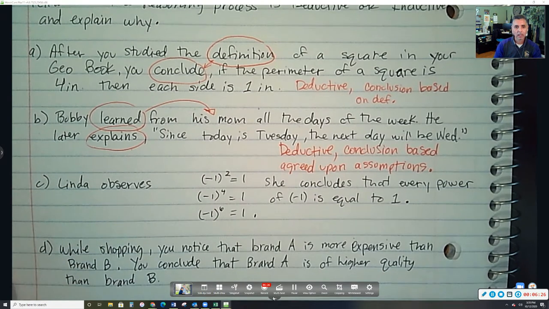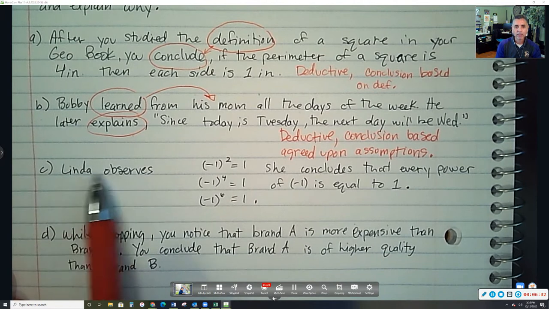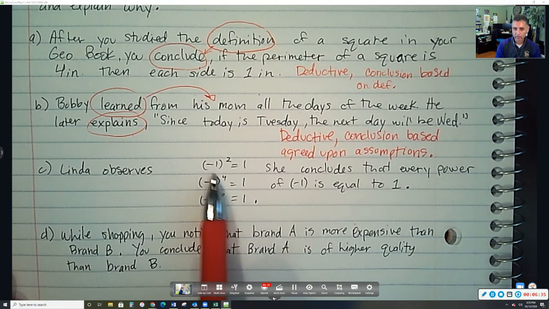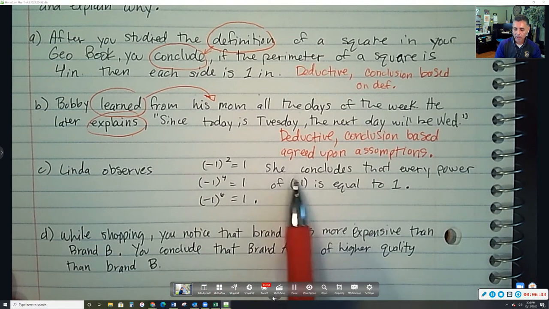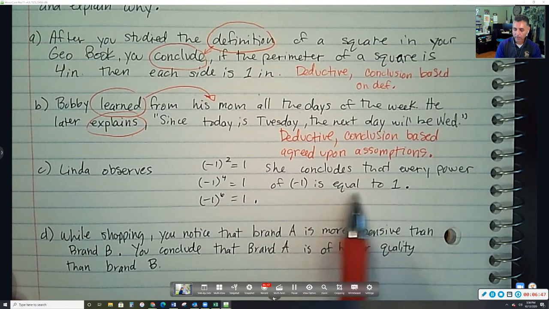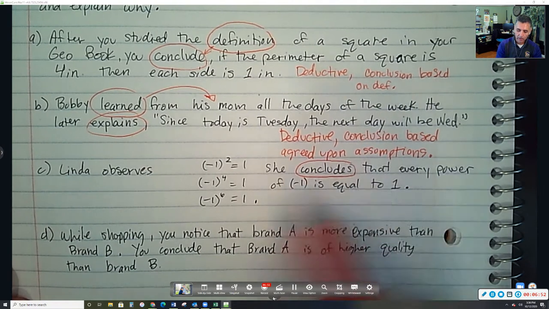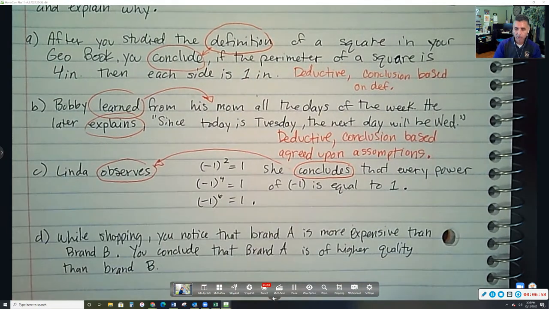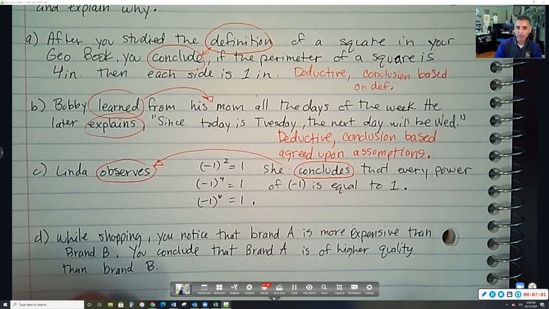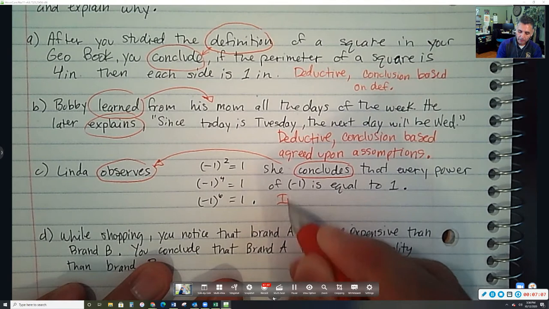So let's look at the next one. The next one is Linda observes this. -1 squared is 1, -1 to the 4th power is 1, -1 to the 6th power is 1. So then she concludes that every power of -1 is equal to 1. Okay, so she concludes based on something she observes or something that she sees. Okay, because her conclusion is based on an observation, that would be inductive.